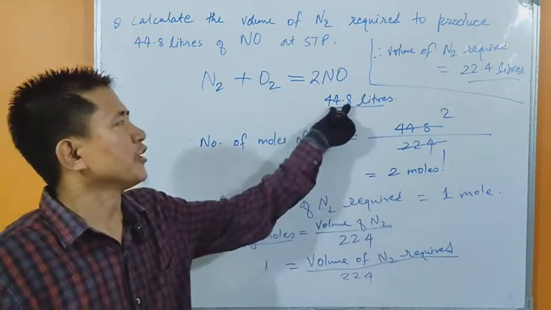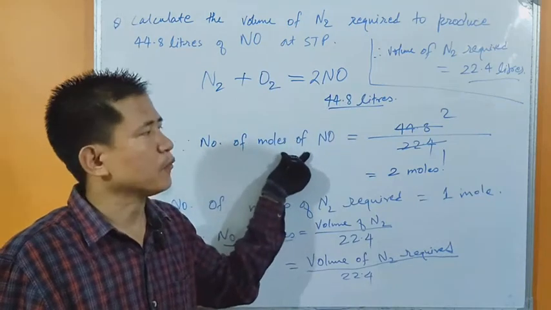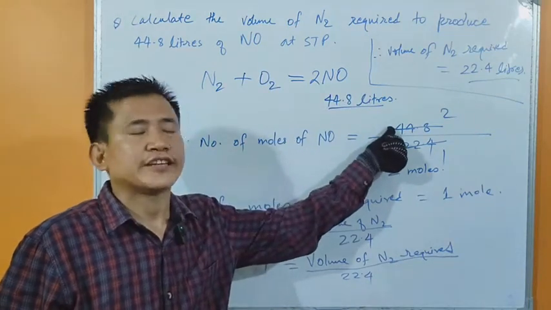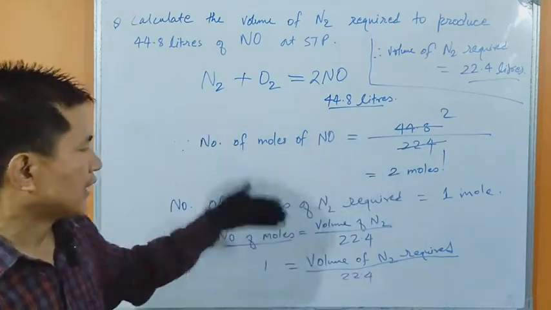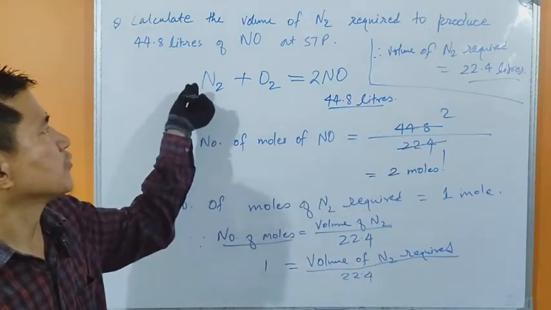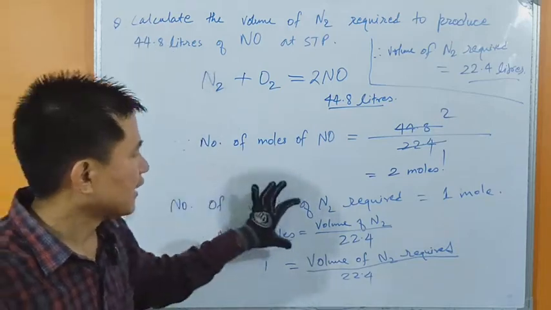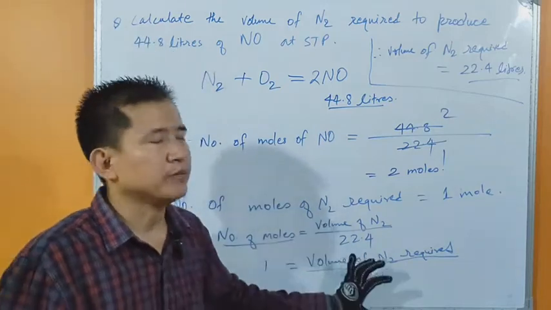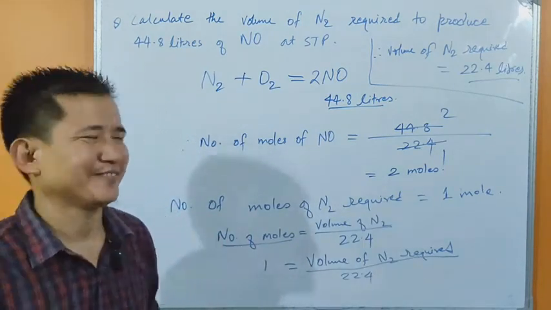First of all, if the volume is given, we use the formula for number of moles, which is related to volume, and from there we find the number of moles, and then we find the number of moles of the element or the compound which is asked, and after that we find the volume of that substance. It's very easy. Let us do question number 2 further.